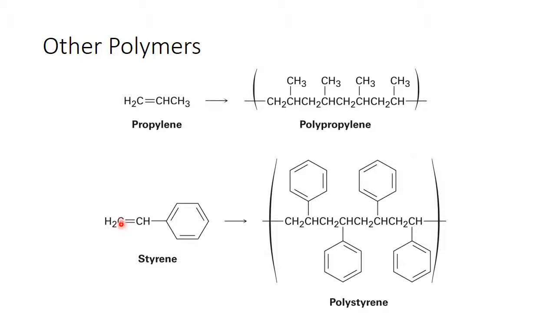Here's styrene. Here's the double bond that's going to participate in the polymerization. Okay, so these two carbons are found here. Here's another two carbons. Here's another two carbons. And here's another two carbons. And this is called polystyrene because this is styrene.